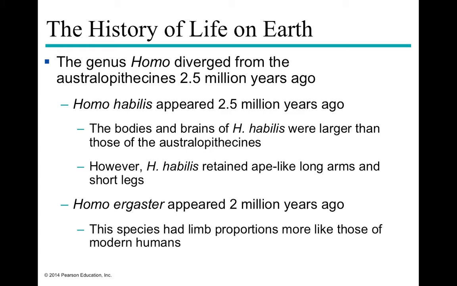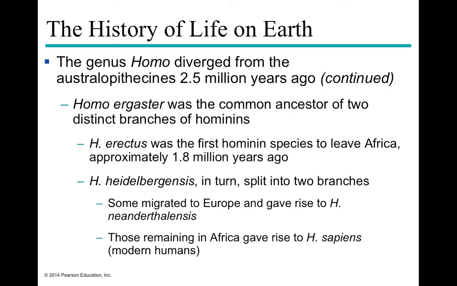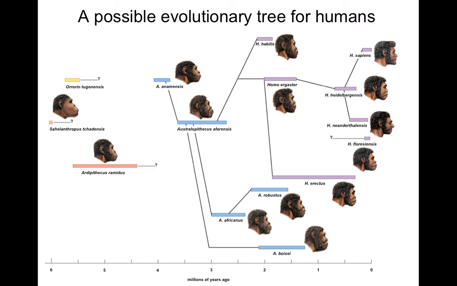That gave rise to Homo habilis, which arose 2.5 million years ago, and then Homo habilis, which was larger than Australopithecines, retained its ape-like arms and had shorter legs, and eventually gave rise to Homo ergaster, which appeared 2 million years ago, and had limb proportions much more recognizable of that of modern humans. Ergaster is the common ancestor of two major distinct branches of hominids, erectus, approximately 1.8 million years ago, and Homo heidelbergensis, which then split into two branches as well. One set migrated into Europe and another migrated into Africa, giving rise to Homo sapiens, which are known as modern humans. So this is a depiction of the possible evolutionary tree for humans over time, starting with 6 million years ago and giving rise to what we would recognize as modern humans today.